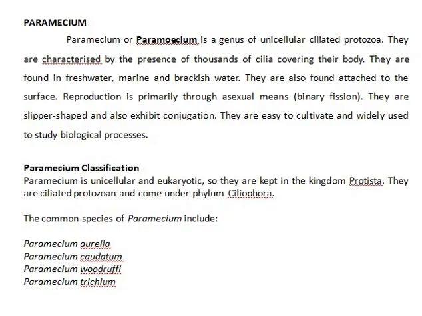Paramecium classification: unicellular and eukaryotic. They are kept in kingdom Protista. They are ciliated protozoans and come under the phylum Ciliophora. The common species are Paramecium aurelia, Paramecium caudatum, Paramecium woodruffi, Paramecium trichium.